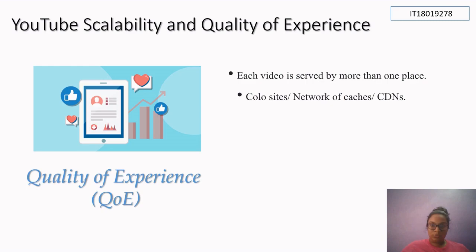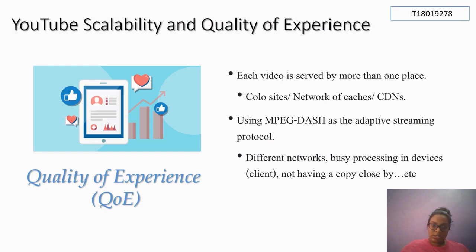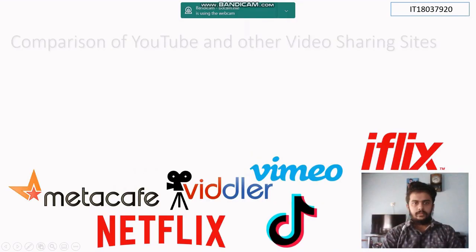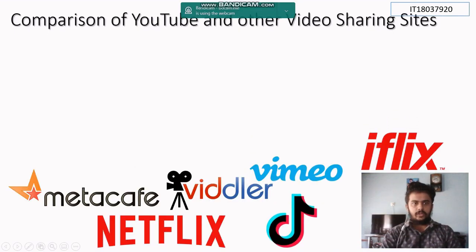So now we can understand that YouTube stores its data, that is the videos and the images, in more than one place, that is in colocation sites, CDNs, networks of caches, etc. It also uses MPEG-DASH as the adaptive streaming protocol and tries to avoid the loading spinner GIF to provide a better user experience. In this slide, I am going to compare YouTube with some other video sharing sites.